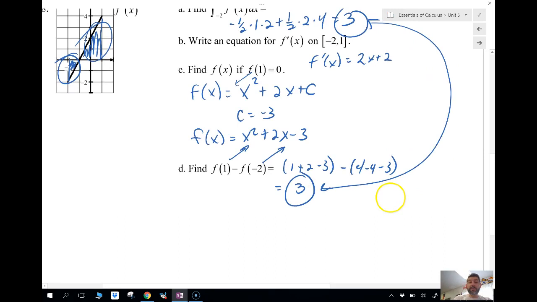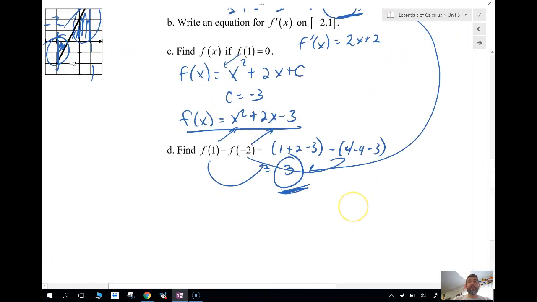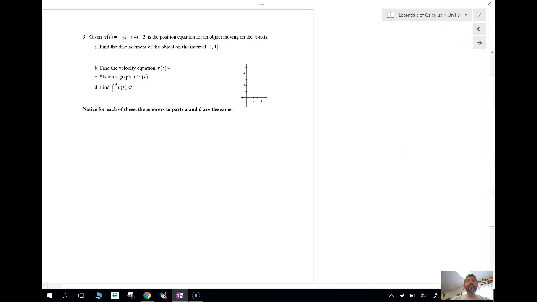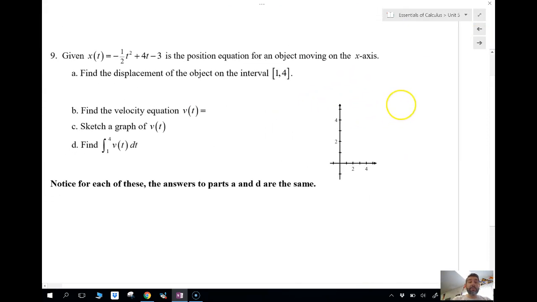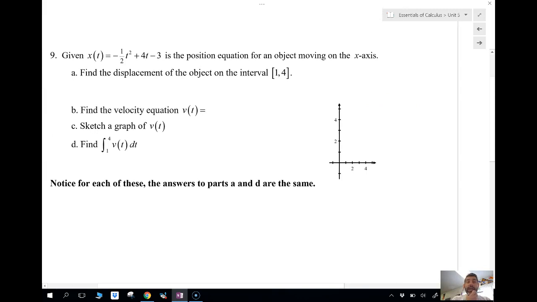So if I just took the antiderivative and found the difference after I plugged in each of these values from -2 to 1, then I should get the same value as I would just looking at the signed area. All right? So that's the basic idea of the fundamental theorem of calculus. Let's take a look at it in terms of context.